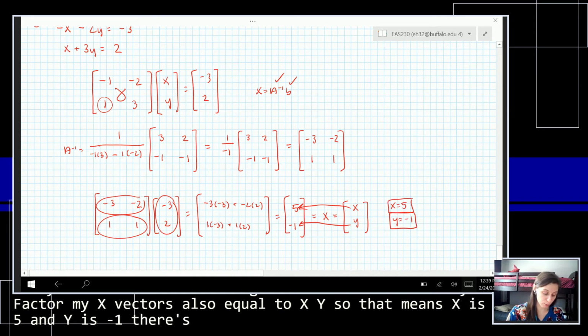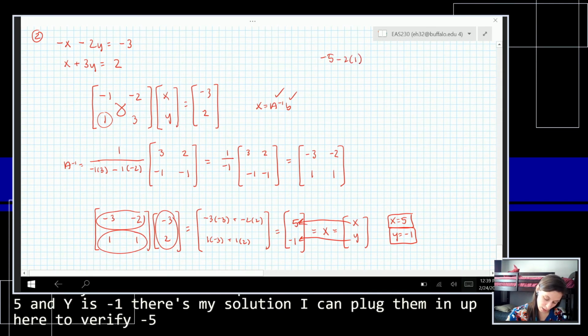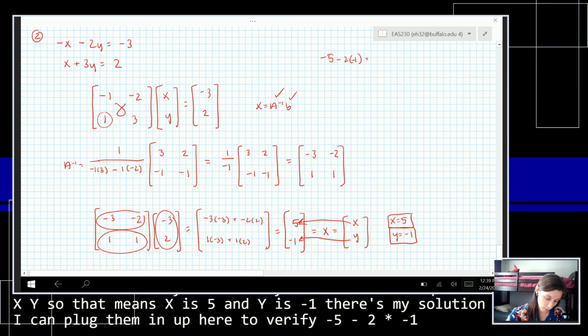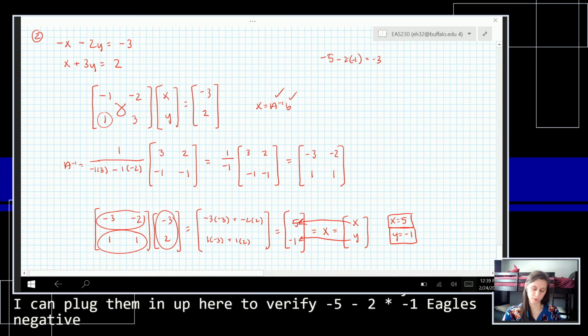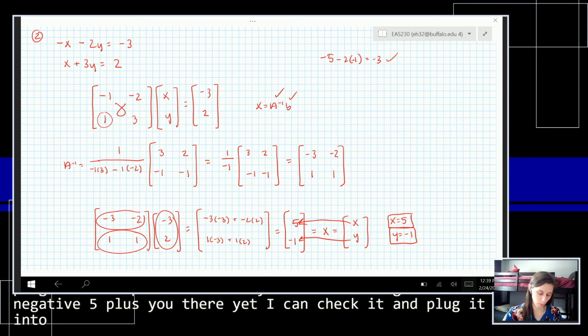There's my solution. I can plug them in up here to verify. Negative 5 minus 2 times negative 1 equals negative 3. Negative 5 plus 2. There we go. I can check and plug it into my other one as well.